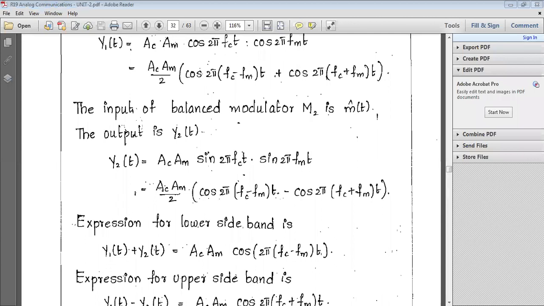If you observe these two equations, y1 of t and y2 of t, the amplitudes are the same, that is AC AM by 2. But there is a small difference, which is a sign difference. That is considered as phase difference.